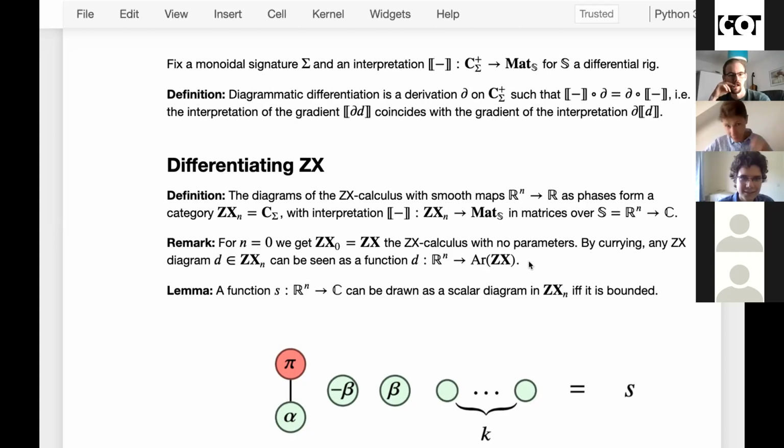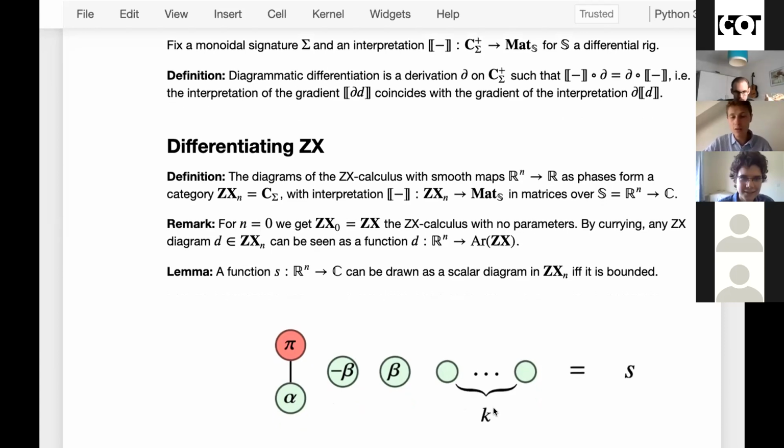Okay, so what kind of functions can we represent in this way? Well, we can only represent bounded functions. So if we take a function from R^n to C, we can draw it as a parametrized scalar diagram in ZX if and only if it's bounded. So if it's bounded, I can find phases alpha and beta and draw it in this way. So it's going to be bounded by 2 to the k.